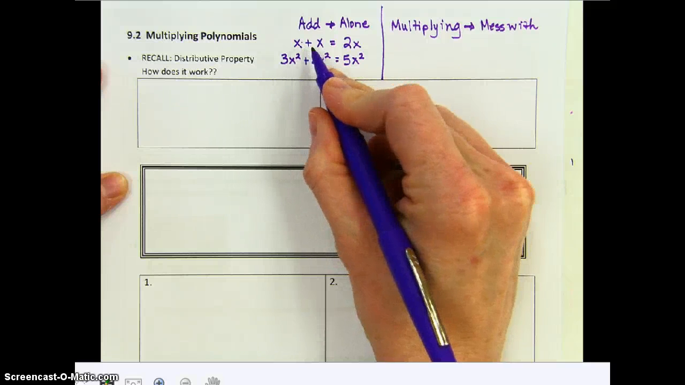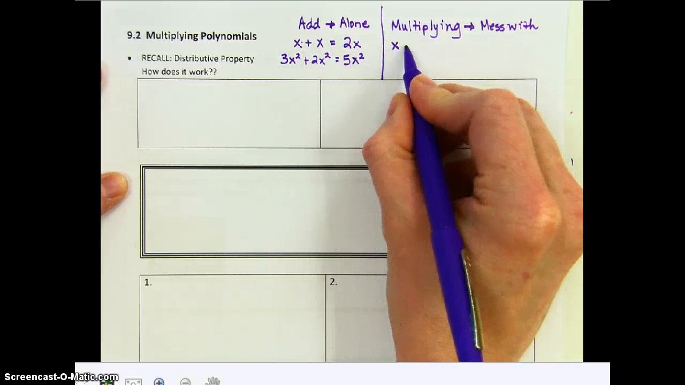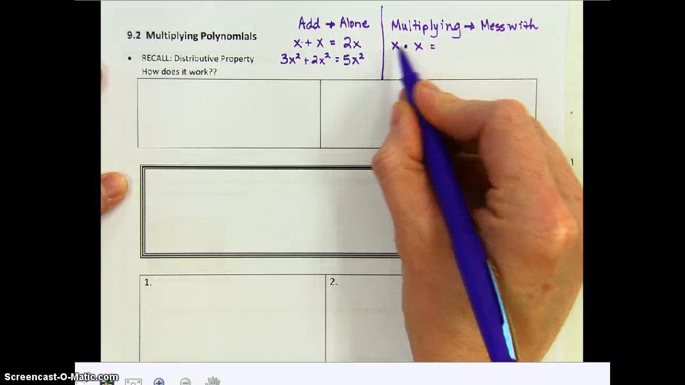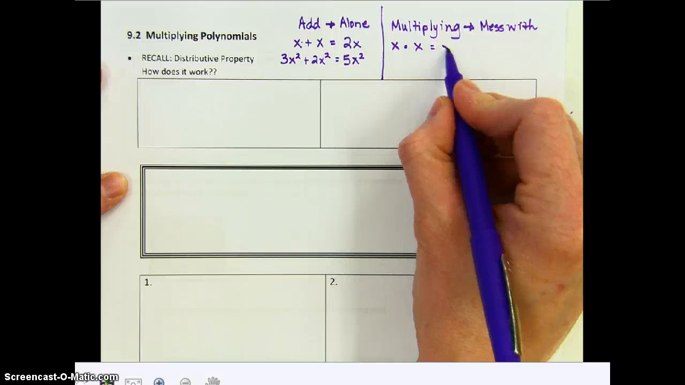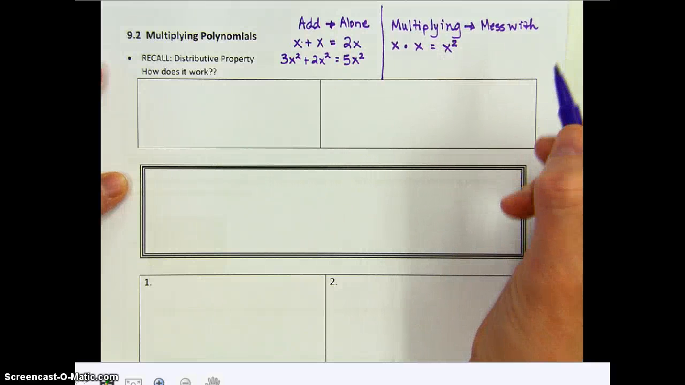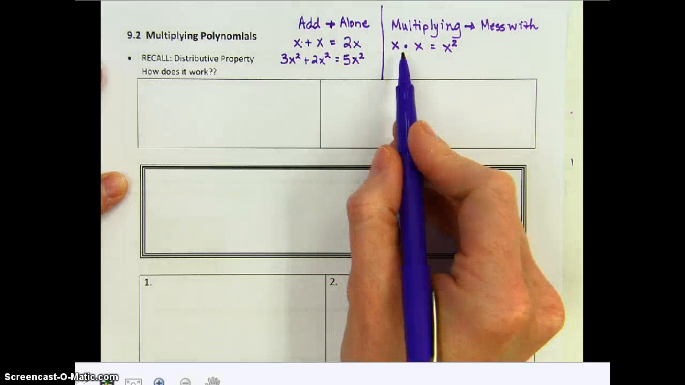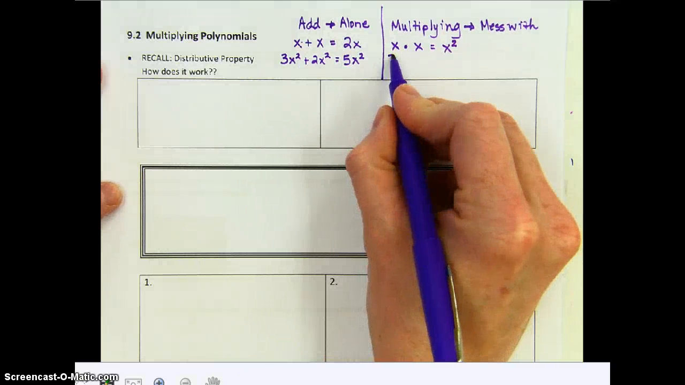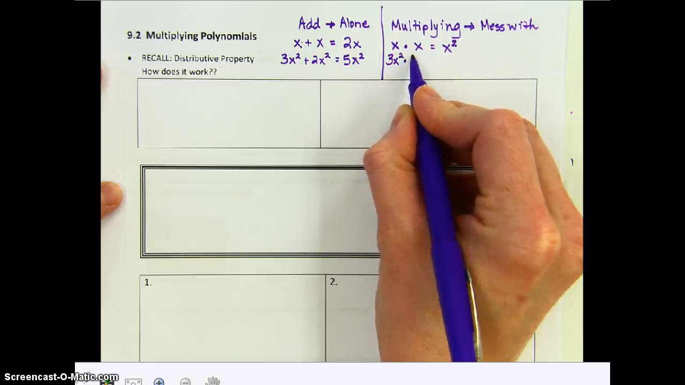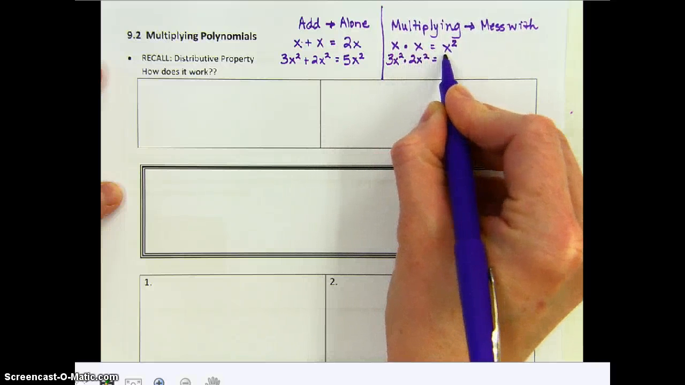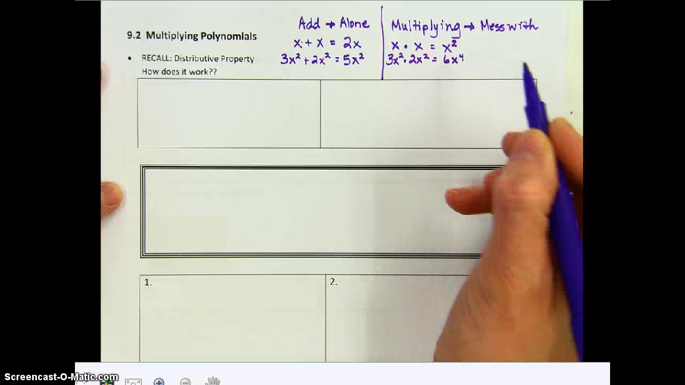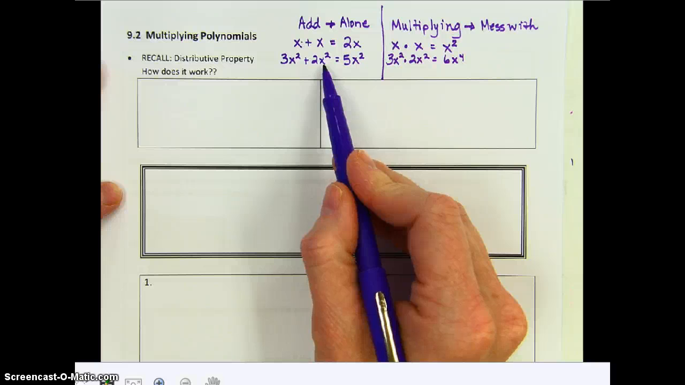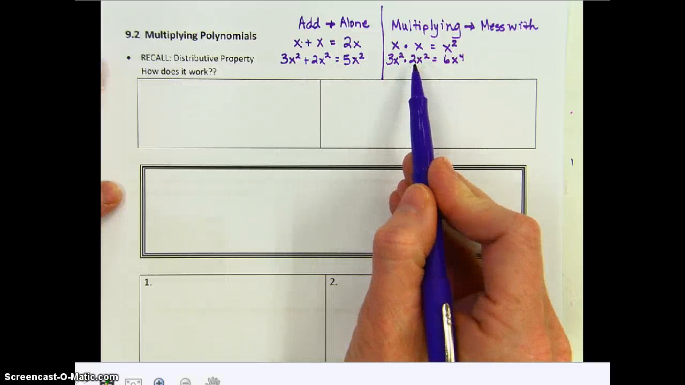Here was x plus x. Here is x times x. Now here, you multiply the coefficients. 1 times 1 is 1. And then you add the exponents. We messed with them. They are not terms, they are factors. Same thing here. 3x squared times 2x squared gives us 6x to the fourth. So today you're going to have a combination of combining like terms and multiplying factors.